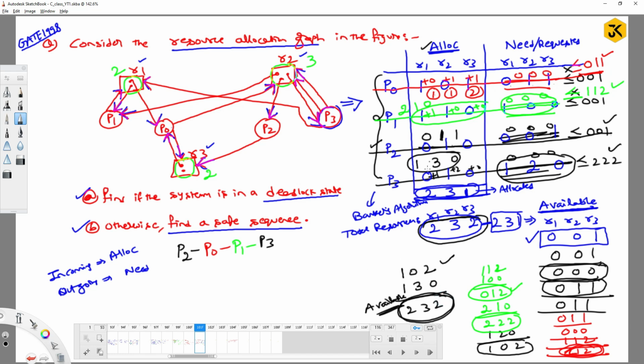So is there anywhere the process execution is halted or stopped? No. So is the system in a deadlock state? The answer will be no. The system is not in a deadlock state. Which means that you have to find the safe sequence. What is the safe sequence? P2, P0, P1, P3. That's it, right? So this is the safe sequence that you have to give as your answer. Hope you understood this particular GATE question clearly.